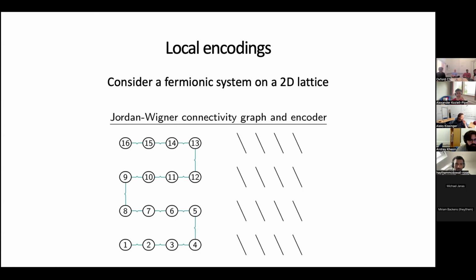This blue line here represents the ordering of the qubits. Sorry, I said qubits again. These are not qubits yet. They're about to be.